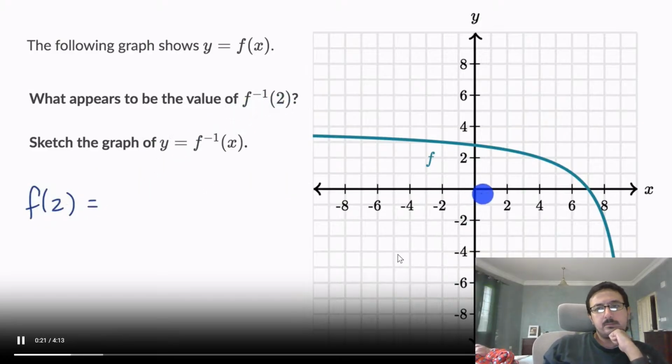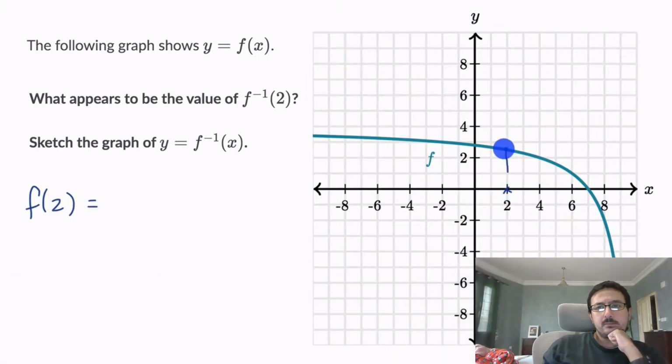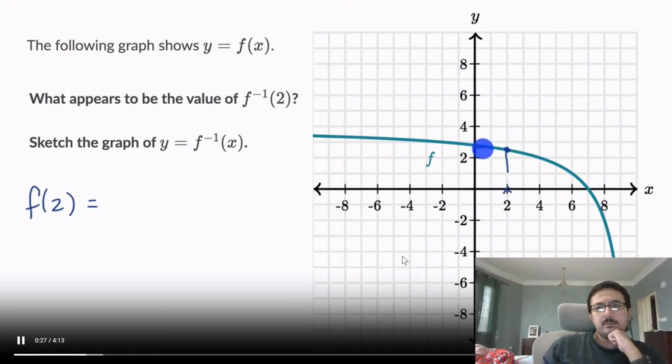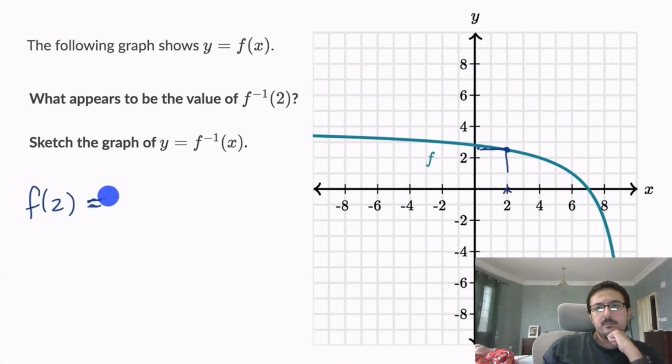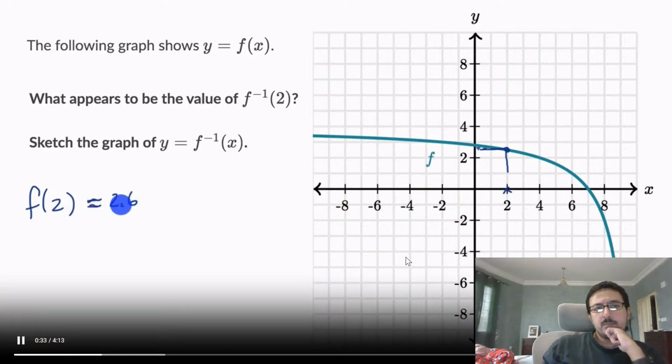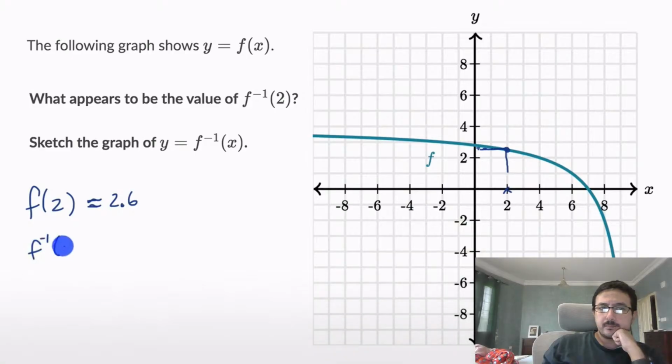For f of 2, we would say, okay, when x is equal to 2, that's the input into our function, and then the graph tells us that f of 2 looks like it might be a little bit more than 2.5, maybe approximately 2.6. But that's not what they're asking us. They're asking us f inverse of 2.